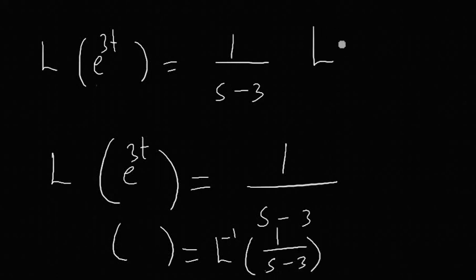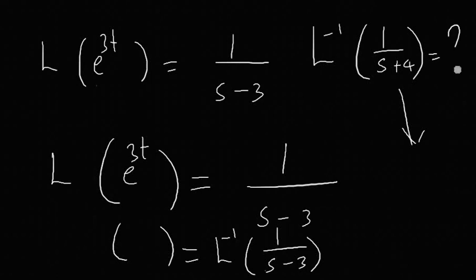So if I say what is L inverse of 1 by s plus 4, then you should be readily able to tell. Actually, I am asking, what is this? So indirectly I am asking L of what gives this 1 by s plus 4. So it is e to the power of minus 4t. I hope you understood. So I am not dwelling much into this one. I hope you are clear about this.